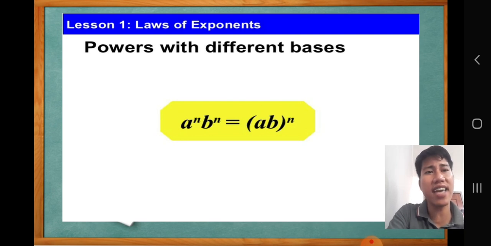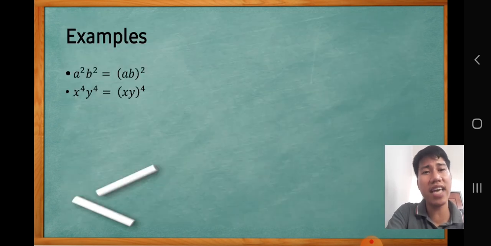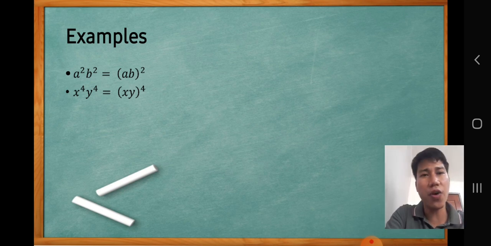Kung lahi sa lahi silang base, but then the same ang exponent, dapat itapad ra nimong base and then erase. For example, a raised to n, b raised to n is equal to a times b, raised to n. Like for example, a squared, b squared. So parehas man sila exponent. So the answer is ab raised to 2. x raised to 4, y raised to 4 is equal to xy raised to 4.